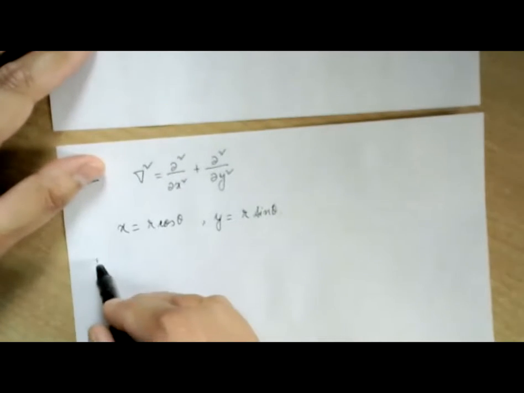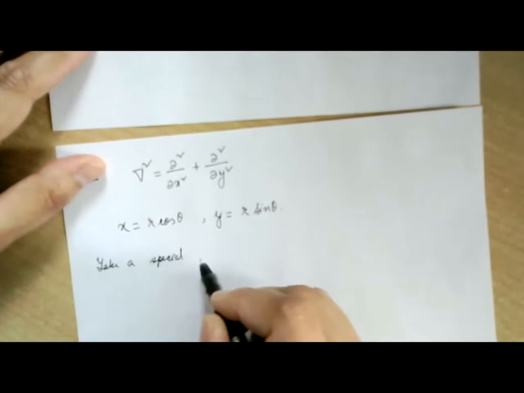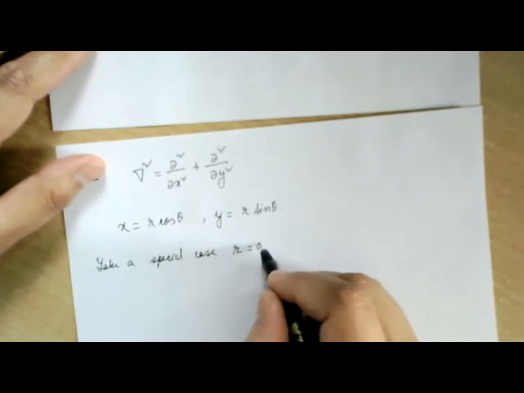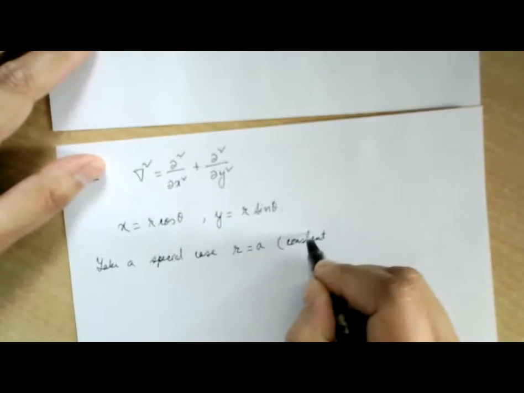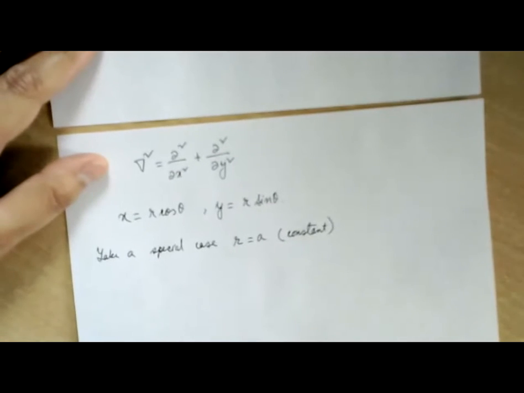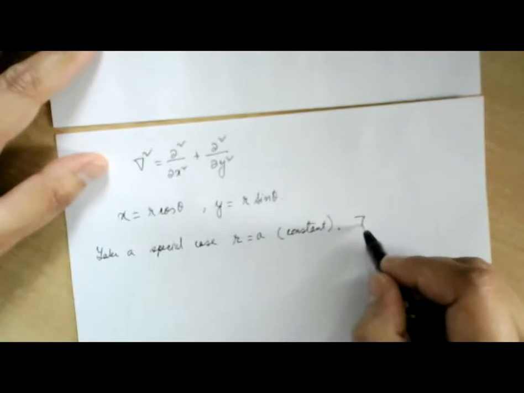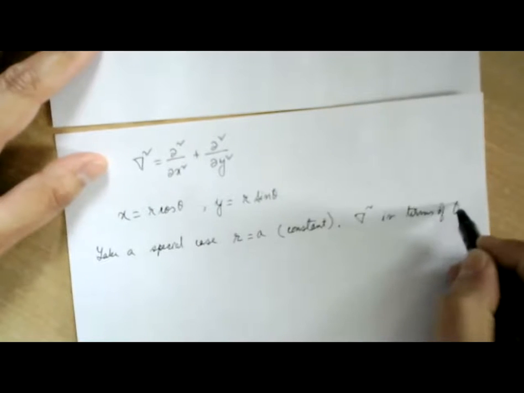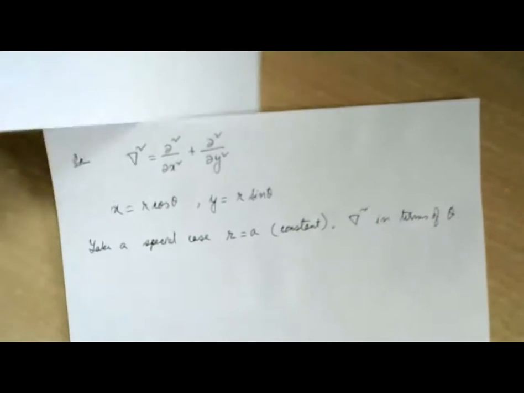Let us take a special case, where r has a constant value. This is a constant r example, and let us express this Laplacian operator in terms of theta.